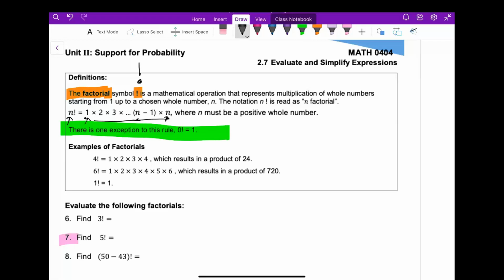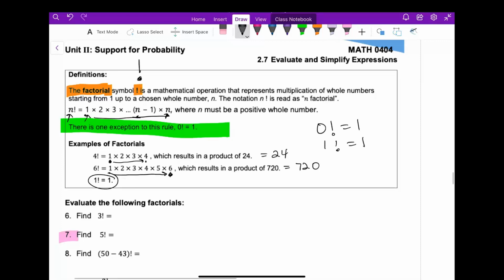Factorials are quite simple to understand. So if I have 4 factorial, I'm going to multiply from 1 all the way up to 4. So this is 1 times 2 times 3 times 4, and the answer is 24. If I have 6 factorial, I'm going to go from 1 all the way to 6, all this multiplication, and the answer is 720. And 1, I know this one's weird, right, is the same thing as 0 factorial. 1 factorial is 1, 0 factorial is 1. Let's write that over here. 0 factorial is 1, and 1 factorial is 1. They're both 1.